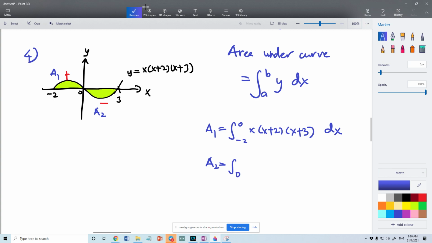Yeah, correct. Integrate from 0 to 3. And then same thing, the function is x, x plus 2, x plus 3, dx. Here is our condition. Okay, this is the condition for answering question number 4.